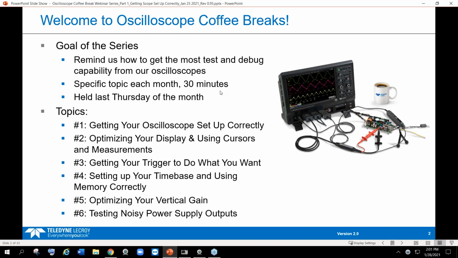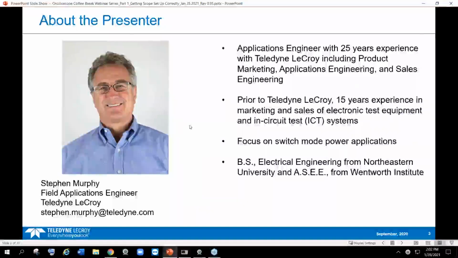It's really about getting the most from your oscilloscope for both debugging and validating circuit performance. I'm going to try to keep this generic, not for a specific scope, but hopefully I can keep to that. So this first one is about getting your oscilloscope set up correctly. You can see there's a number of different topics that we'll be covering within each month. We'll start more around the scope, but then we're going to move into applications, and we'll continue this throughout the year.